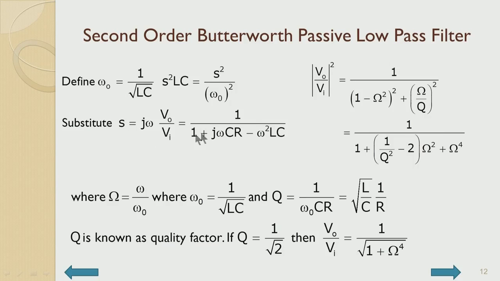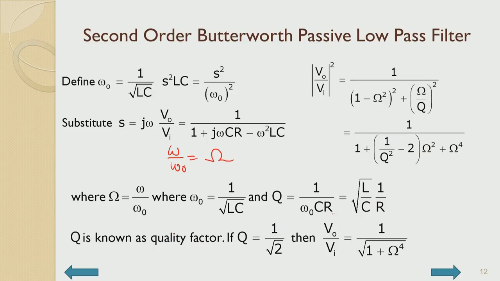And at S equal to j omega, we can now introduce this as 1 by 1 plus j omega CR minus omega squared LC. This becomes that. So again replacing it with normalizing frequency and putting omega by omega naught as capital omega, you get this equation as the magnitude function as 1 by 1 minus omega squared whole square, that is the real part, plus omega squared by Q squared, which can be written as 1 by 1 plus 1 by Q squared minus 2 omega squared plus omega to the power 4. So this is the square of the magnitude function.